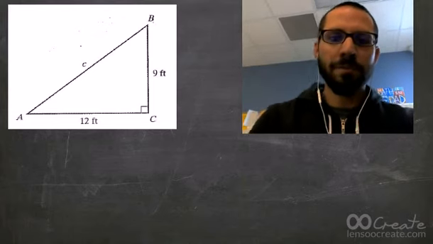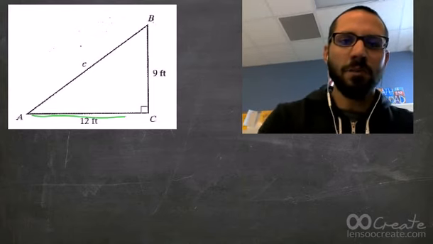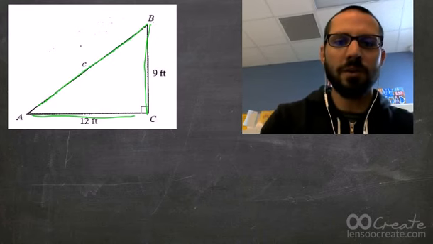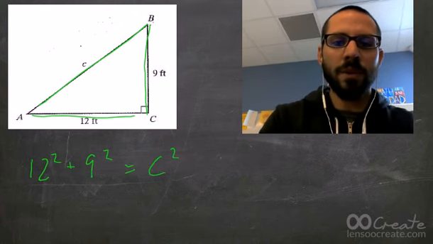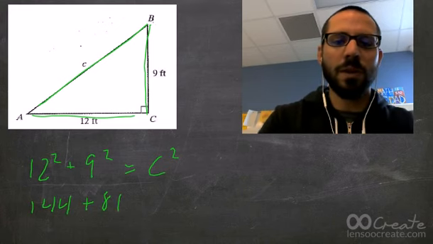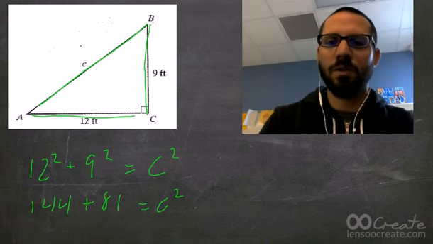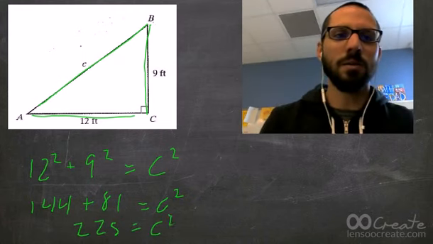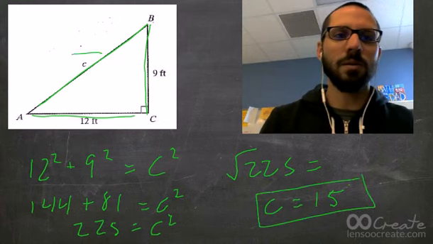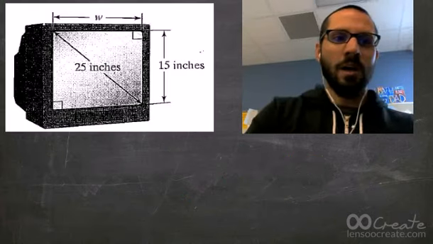All right, let's do a Pythagorean theorem example. We've got a leg, and we want to solve for our hypotenuse. So 12 squared plus 9 squared equals c squared. 144 plus 81 equals c squared. So 225 equals c squared. If we take the square root of 225, c equals 15, using Pythagorean theorem.